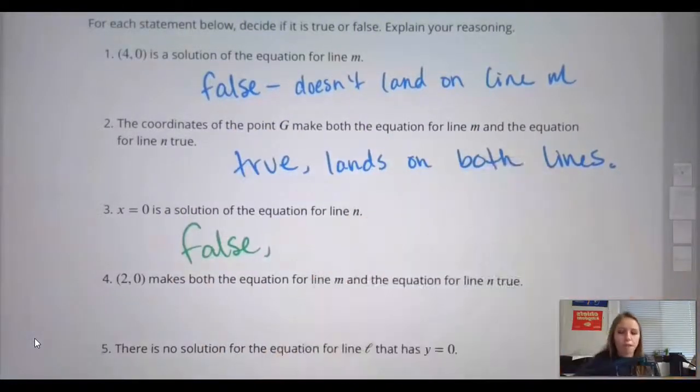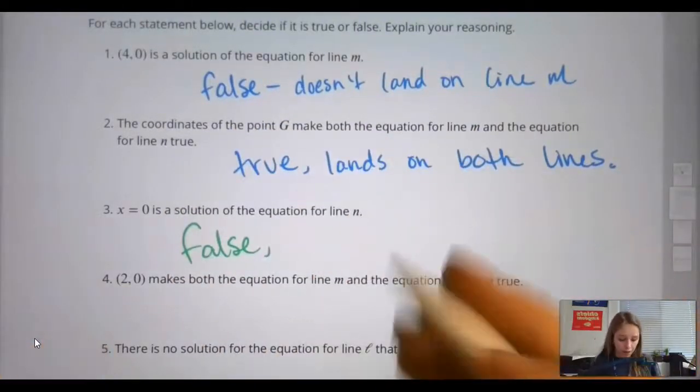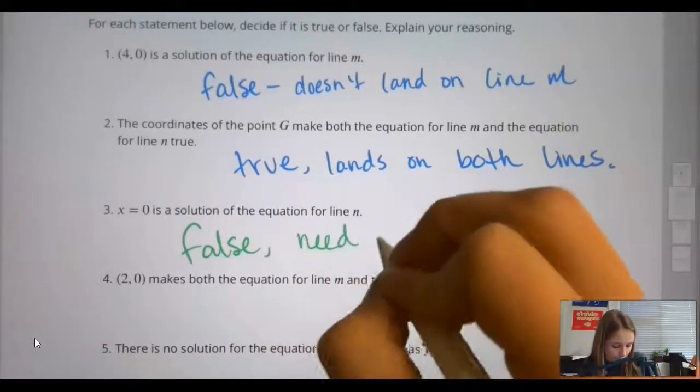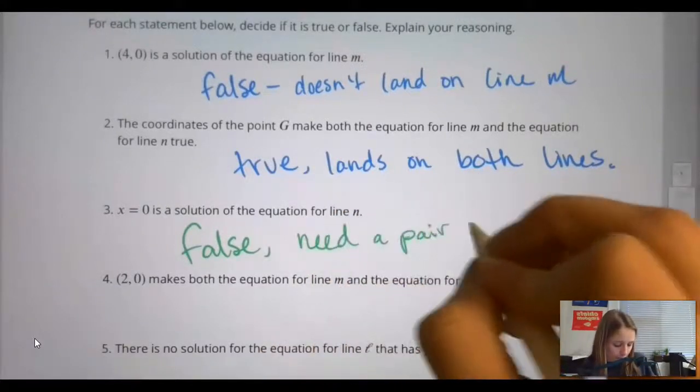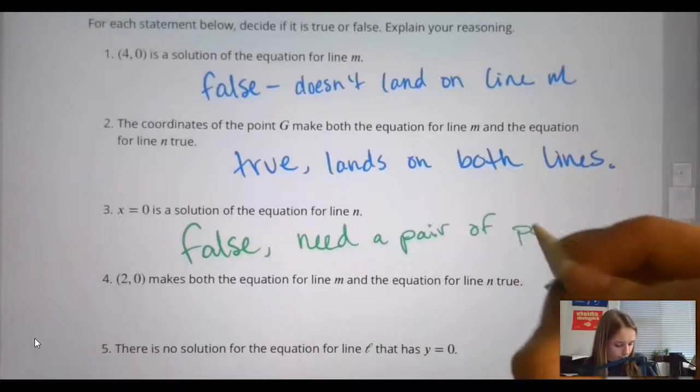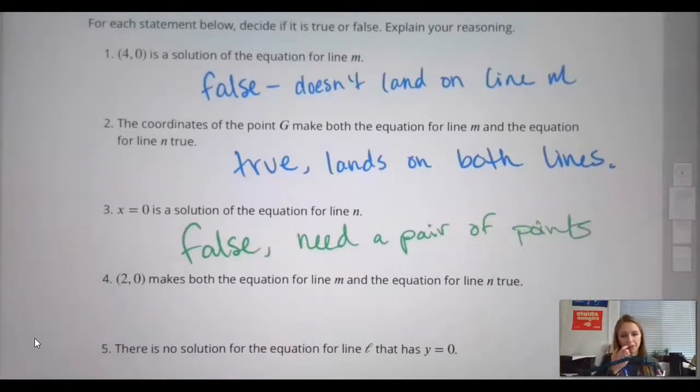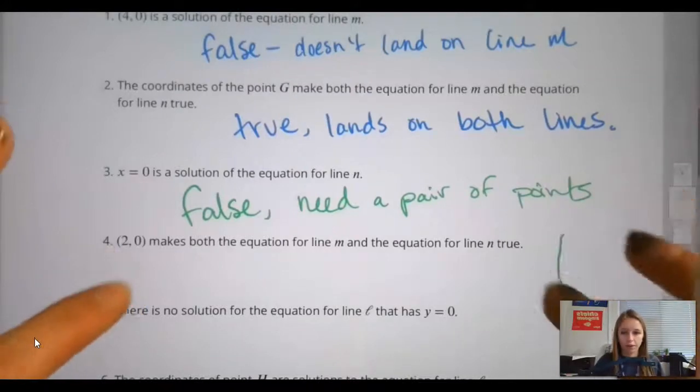And it's because we need a pair. So we need a coordinate pair. So we need that pair of points. So x equals 0, that is a whole different line. That's not a point, okay? So that is why that one doesn't work, okay?